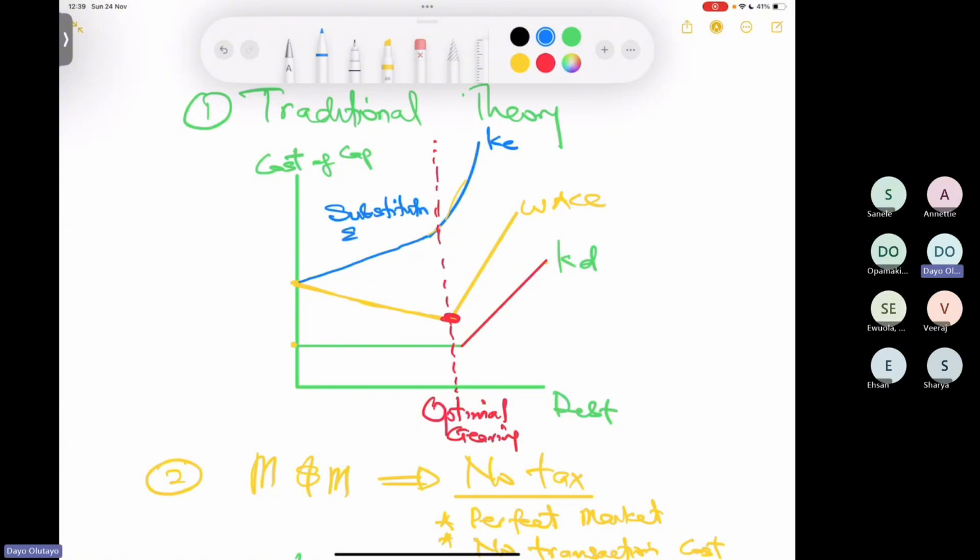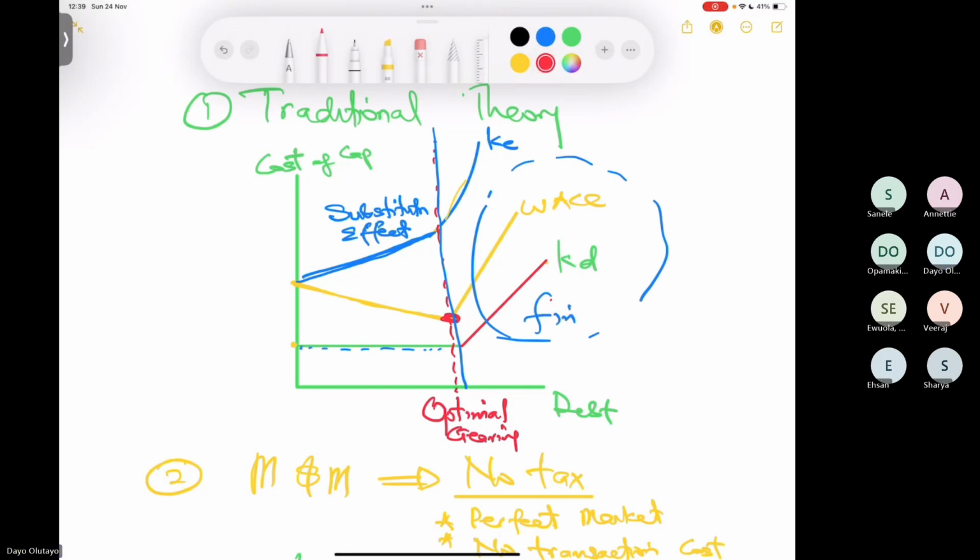And what's the substitution effect? The substitution effect is that the high cost of equity is being substituted by the low cost of debt. And on the other side here, this side is what you call the financial risk effect.